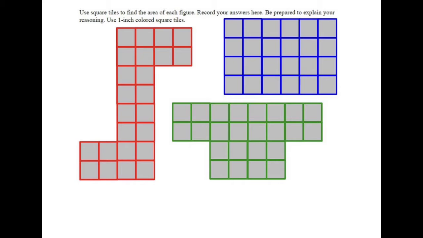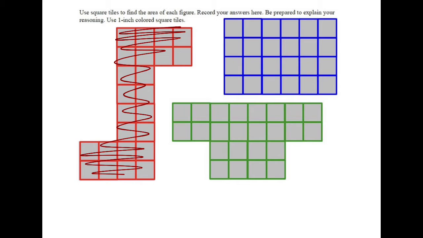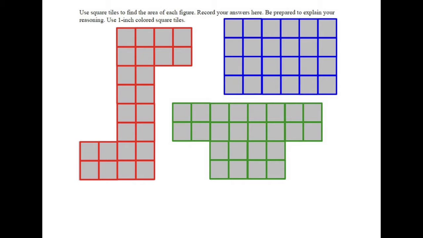If I want to find the area, what I'm finding is the gray part. How big is the gray portion inside the shape? Remember, perimeter is the rim or the outside of the shape, but the area is everything on the inside. So basically, I want to know how big that is with a number attached. To do that, we're counting 1-inch square tiles.